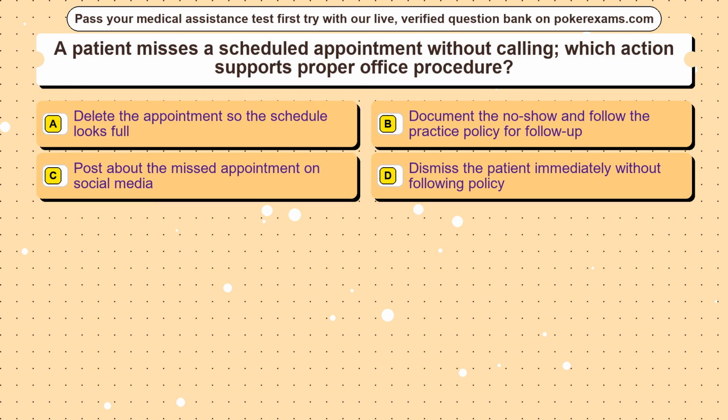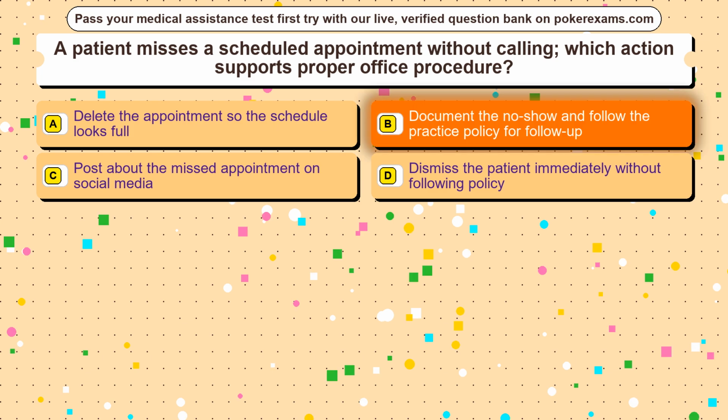Question 51. A patient misses a scheduled appointment without calling. Which action supports proper office procedure? Option A, delete the appointment so the schedule looks full. Option B, document the no-show and follow the practice policy for follow-up. Option C, post about the missed appointment on social media. Option D, dismiss the patient immediately without following policy.